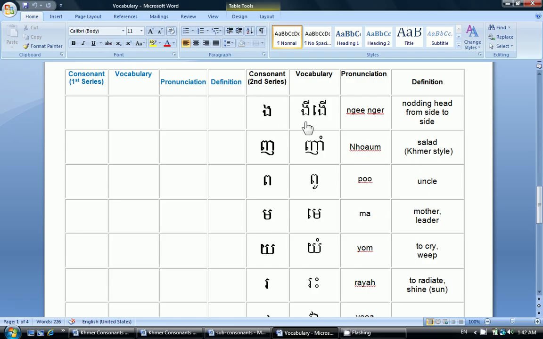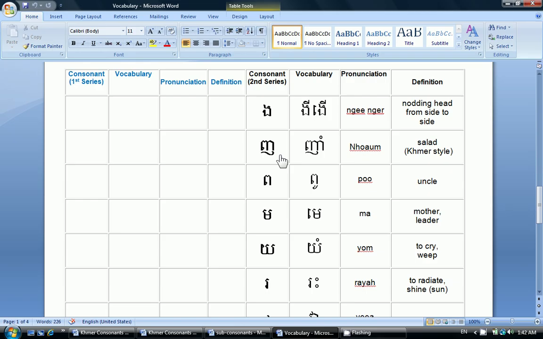Ngô, ngô sợi a, because the second series consonant sợi a becomes e. Same thing, nghi. Now ngô, ngô sợi a, because second series consonant sợi a becomes ngơ. So nghi, ngơ, which means nodding head from side to side or confused.